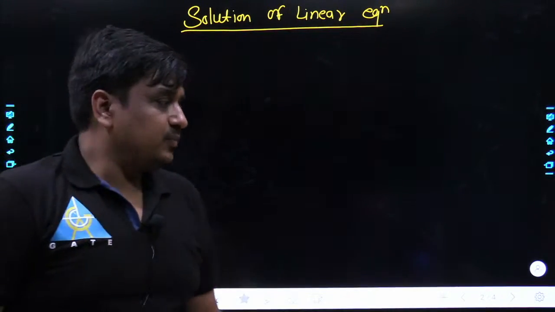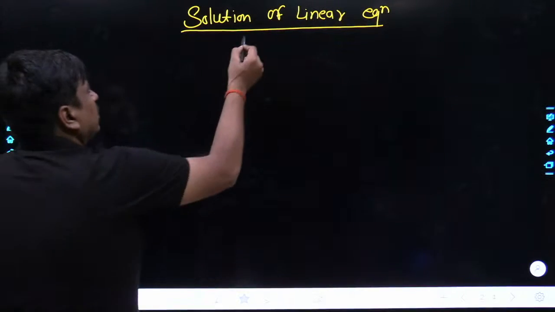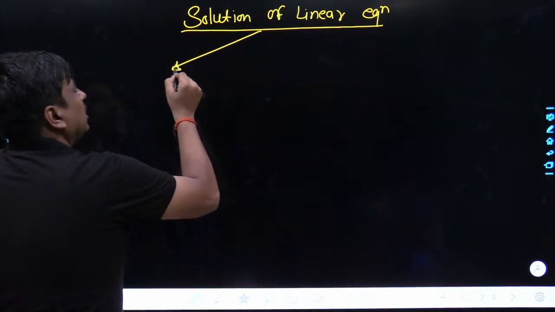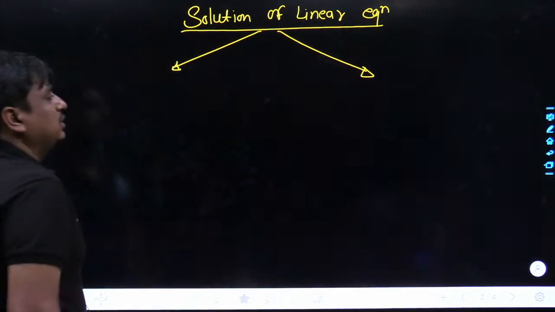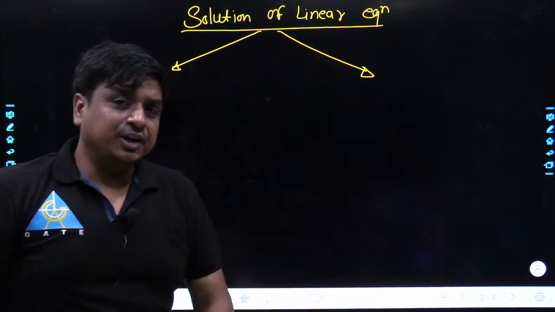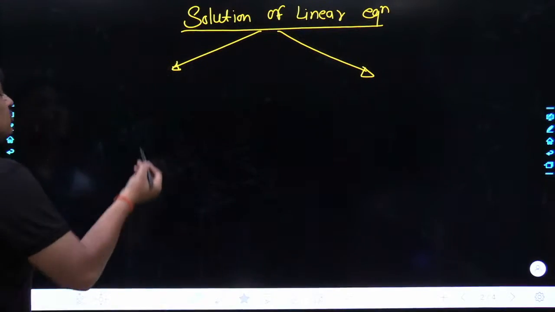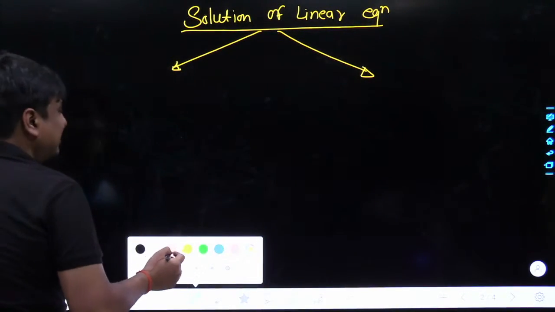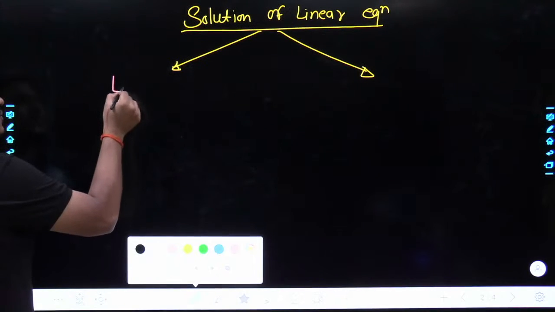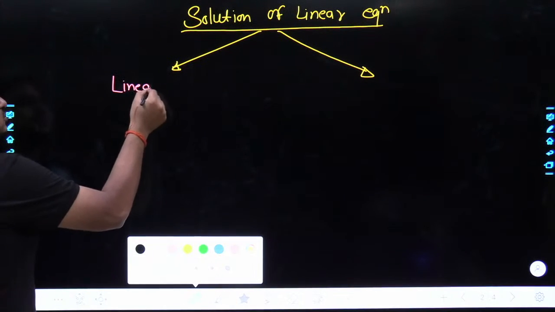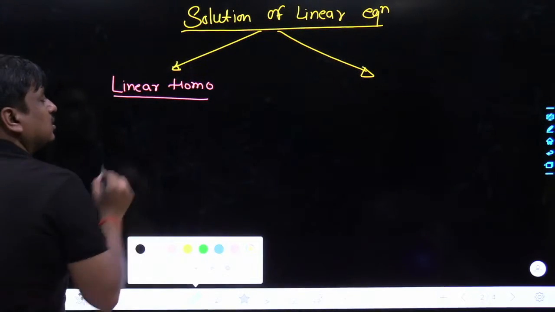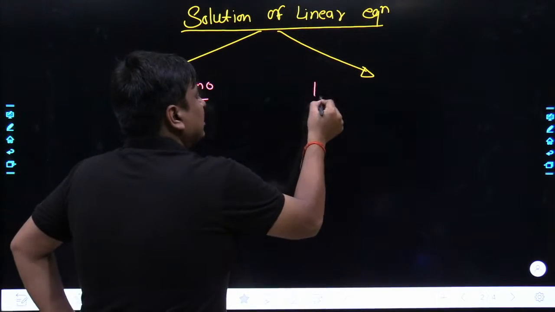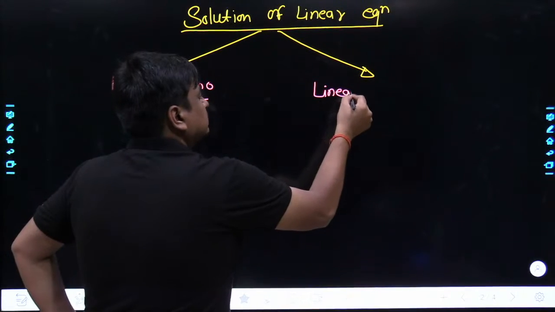See, first of all, the linear equation would be bifurcated into two parts. The first is going to be linear homogeneous and the second is going to be linear non-homogeneous.